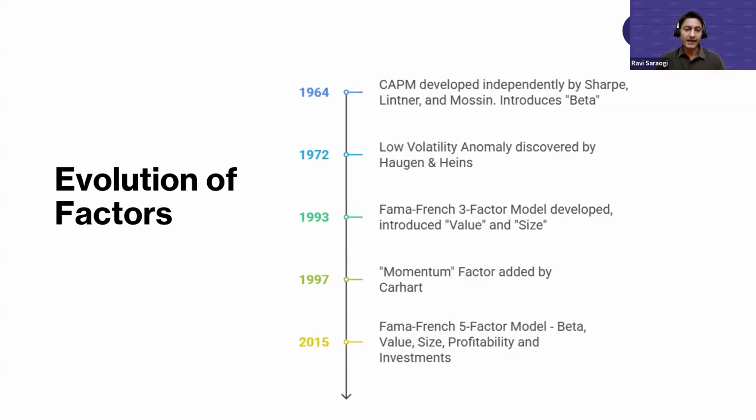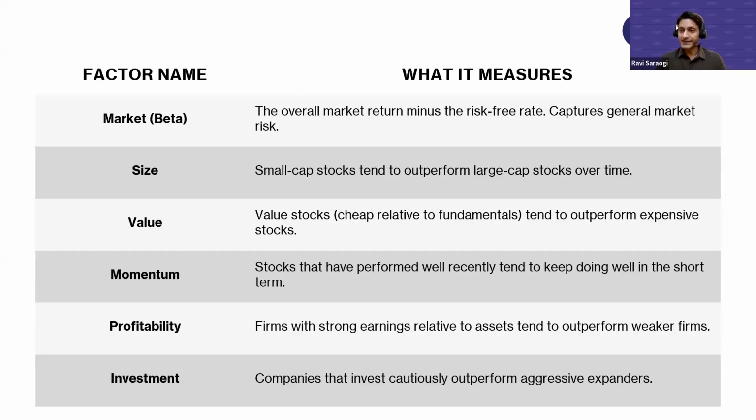In 1997, Mark Carhart introduced a fourth factor, momentum, of course inspired by the legendary work done by Jegadeesh and Titman in 1993 on momentum. So in 1997, momentum was added as a factor. And finally, in 2015, Fama and French expanded the model to a total of five factors. They added profitability and investment to the pool of factors. So together, we now essentially have six factors, and these are the factors that we'll be using as part of this webinar as well. These are the six factors: market, size, value, momentum, profitability, and investment. These are the most prominent factors in use today.